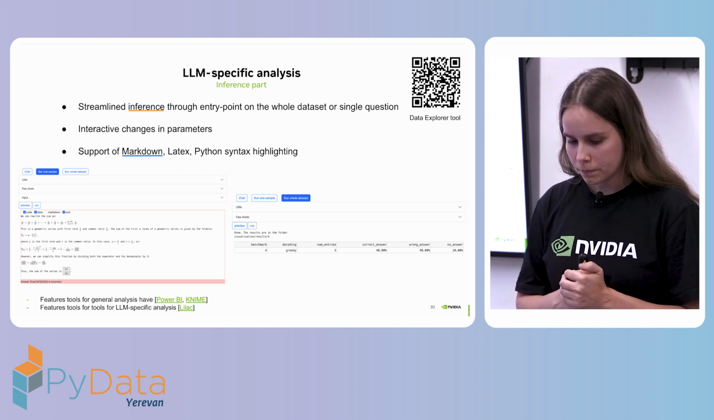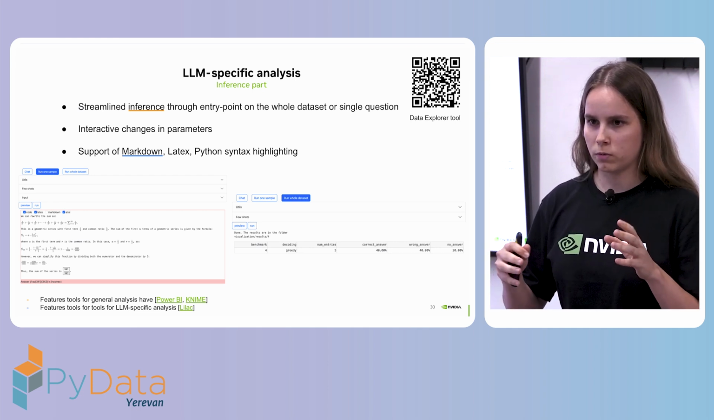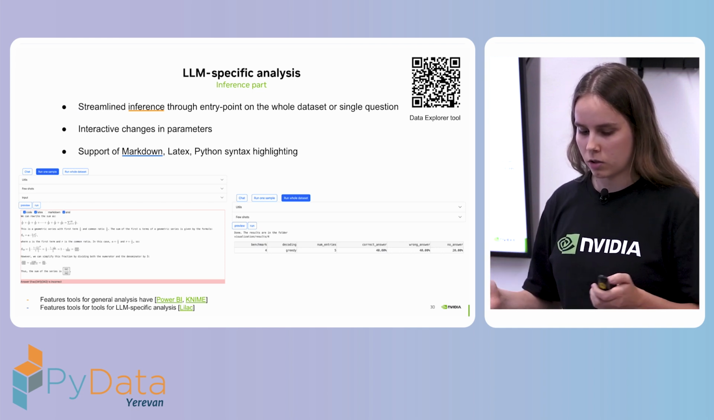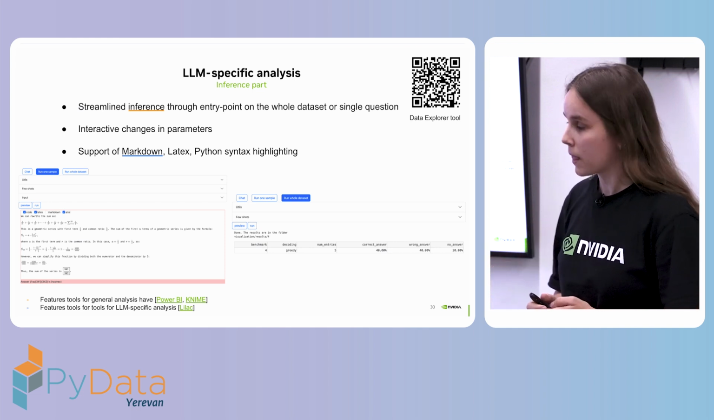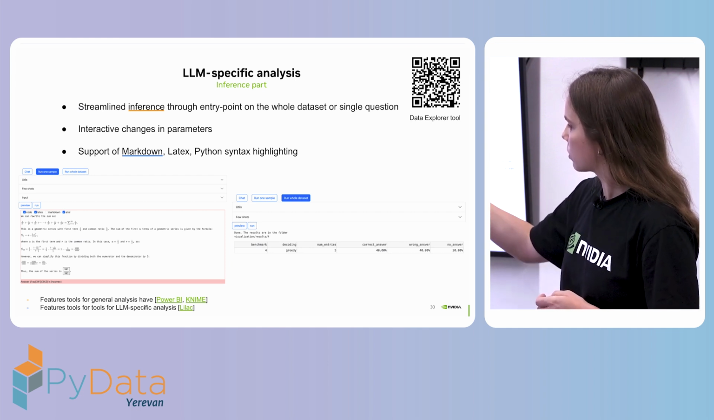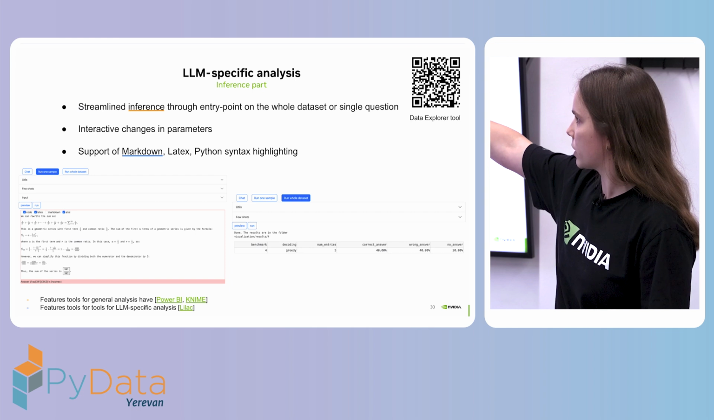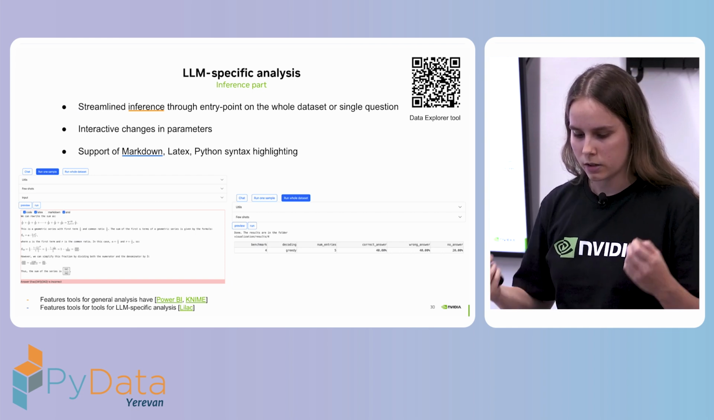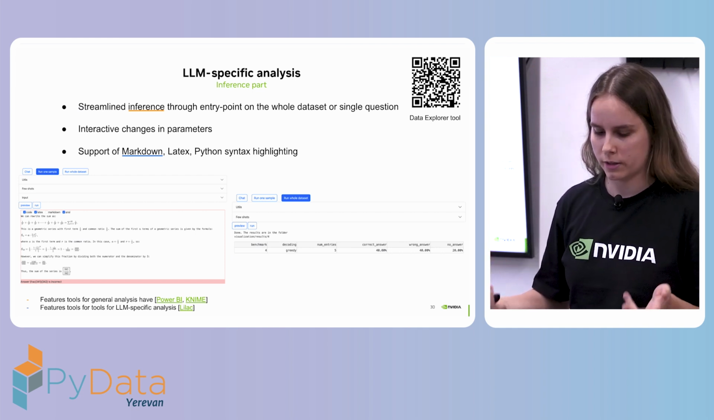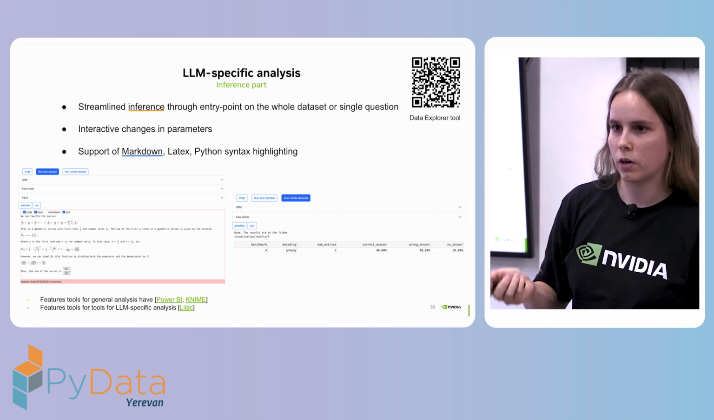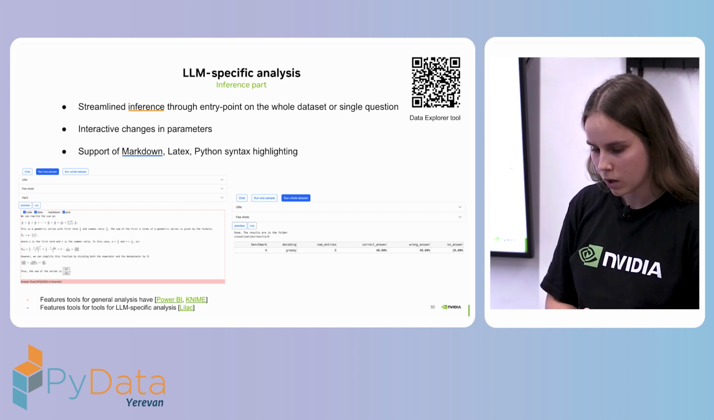Let's talk about the tool. There are two types of tools for data analysis: tools for general data analysis and tools for LLM-specific data analysis. With this red-orange line, I will mark the features which tools for general data analysis also have. And with the blue one, we will mark the features that tools for LLM-specific analysis have.